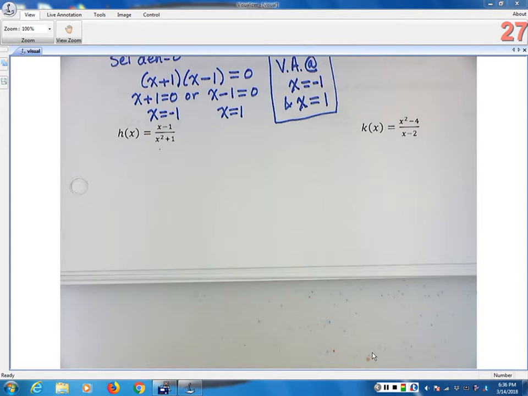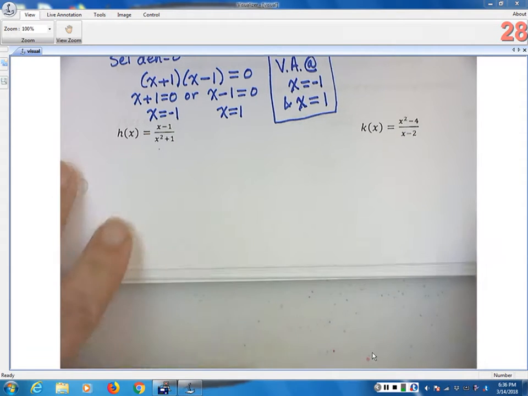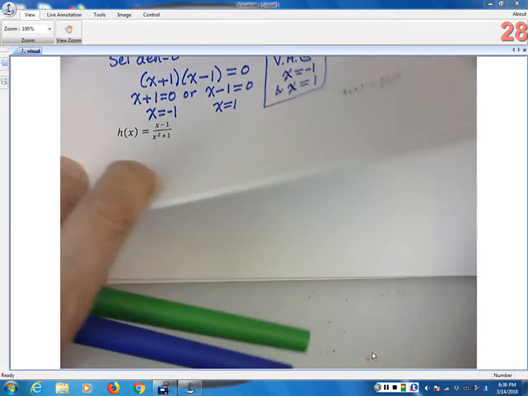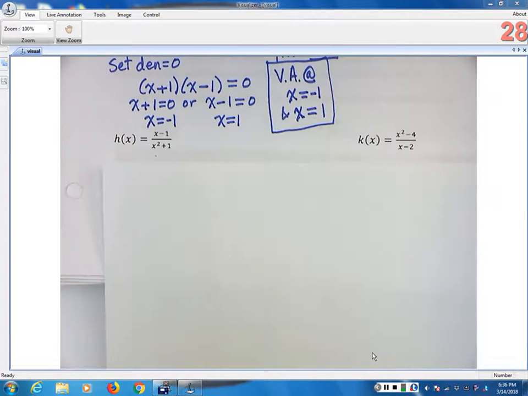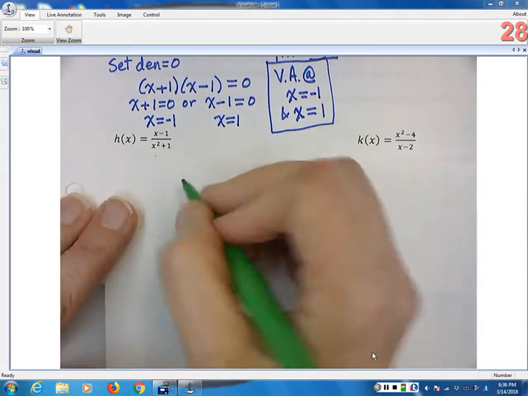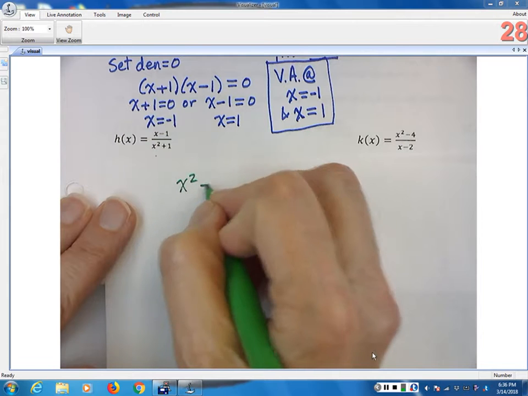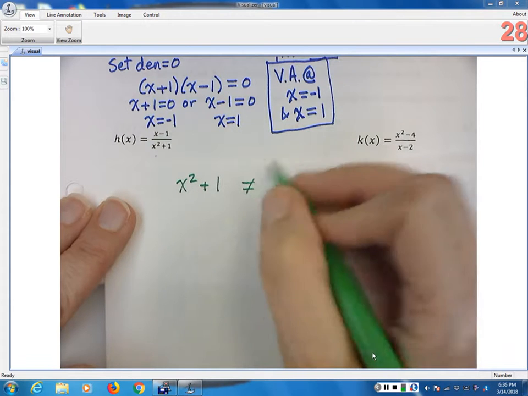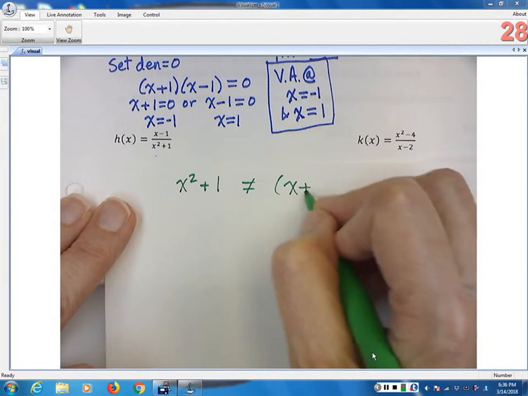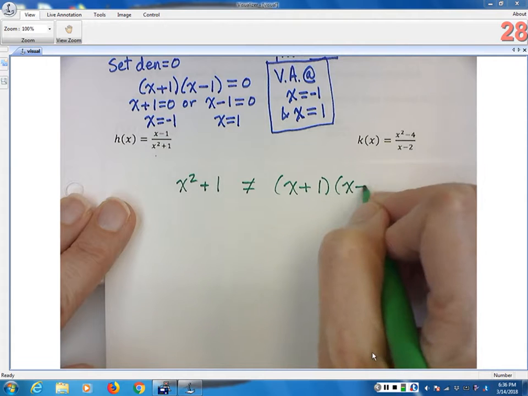X squared plus 1 doesn't factor. If you try to factor it, here, I'll just write this out. So, x squared plus 1 is not x plus 1 times x minus 1.